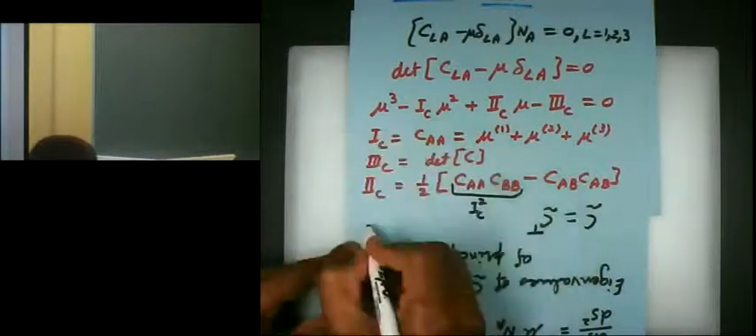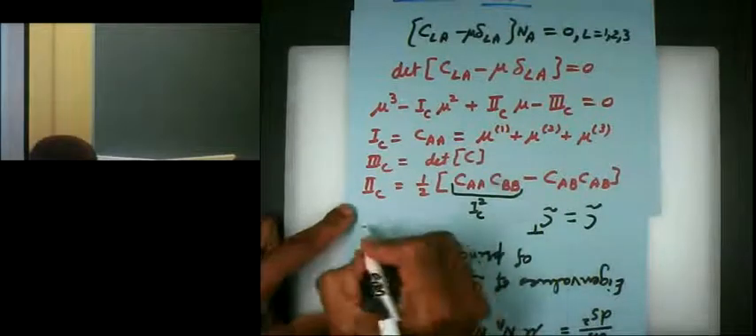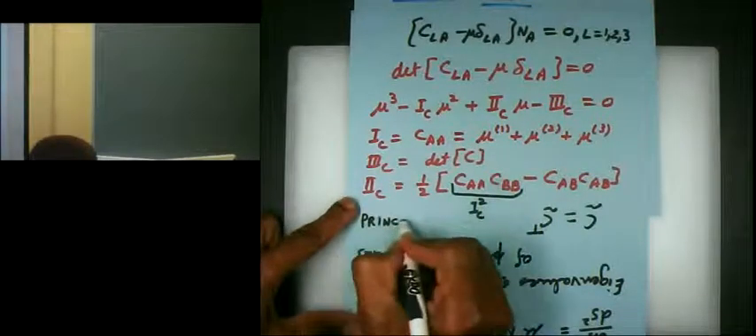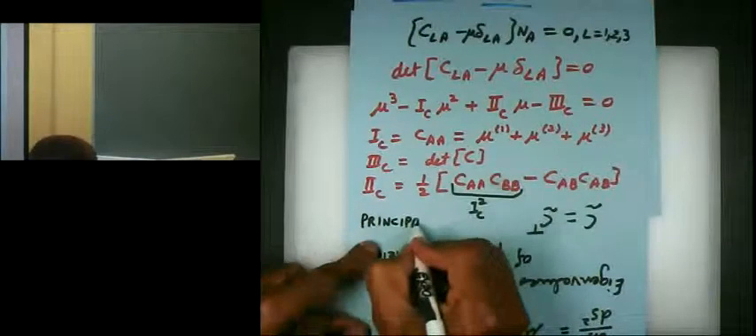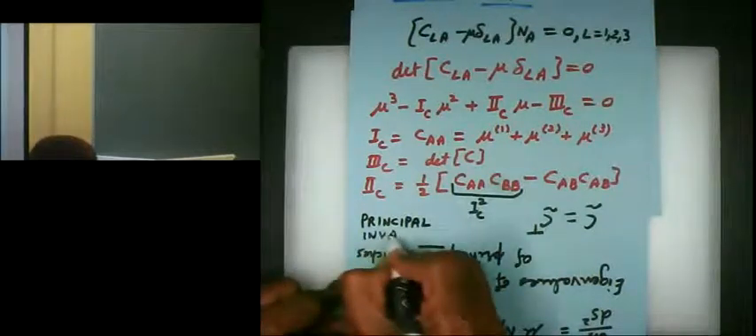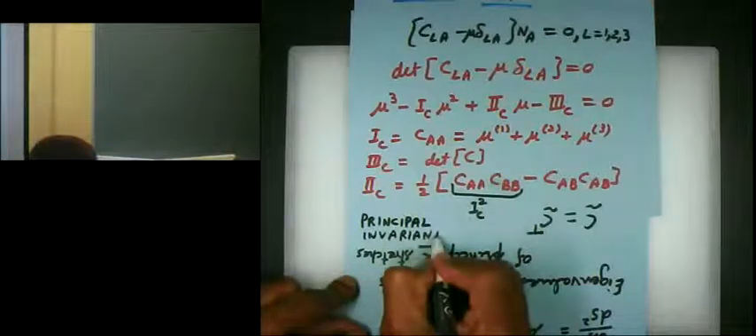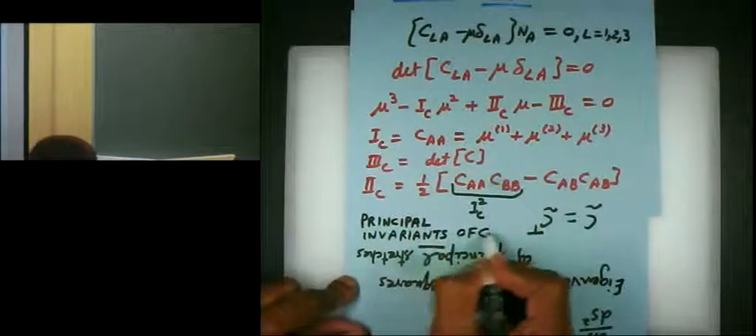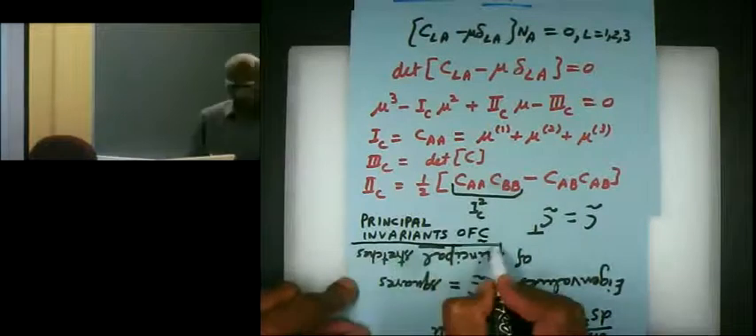So I1, I2, and I3 are called principal invariants of C. That's why we put C as a subscript. You can change C to any other matrix you like. If you change C to L or to another matrix, then you will say these are principal invariants of that matrix.